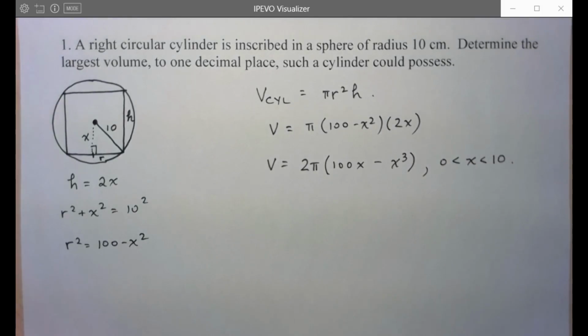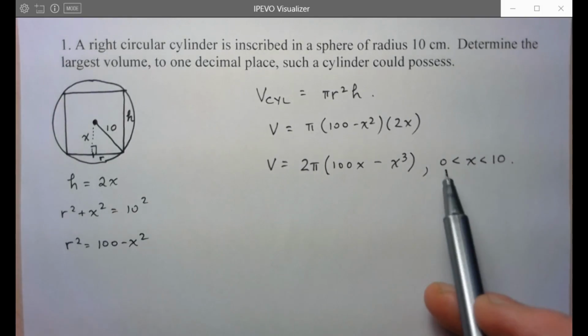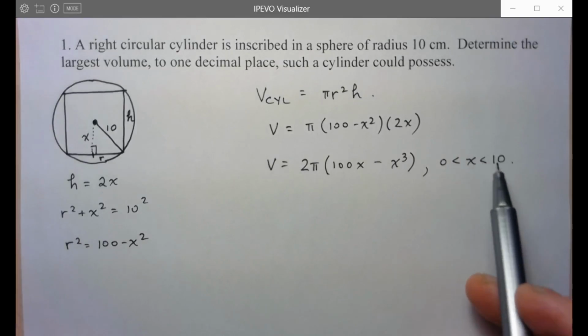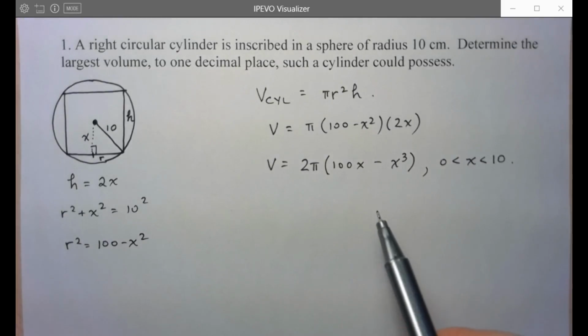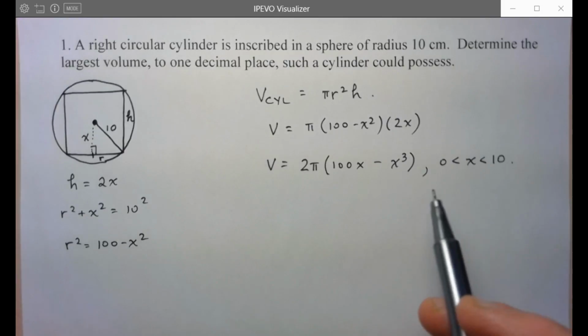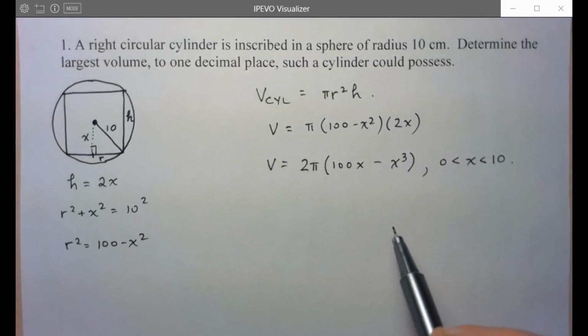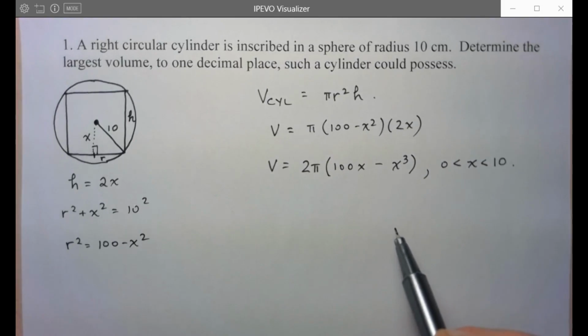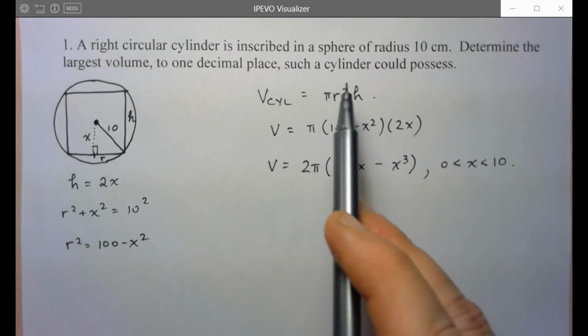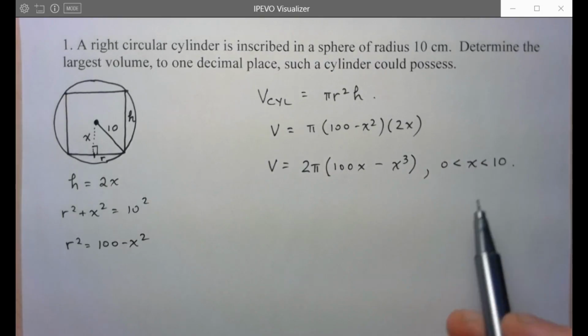Now one thing I notice about this domain is it's not a closed interval. So I can't just check these endpoints along with any critical points. I'm going to have to justify that the value that I find is hopefully an absolute maximum, because I'm looking for the largest cylinder in this interval.